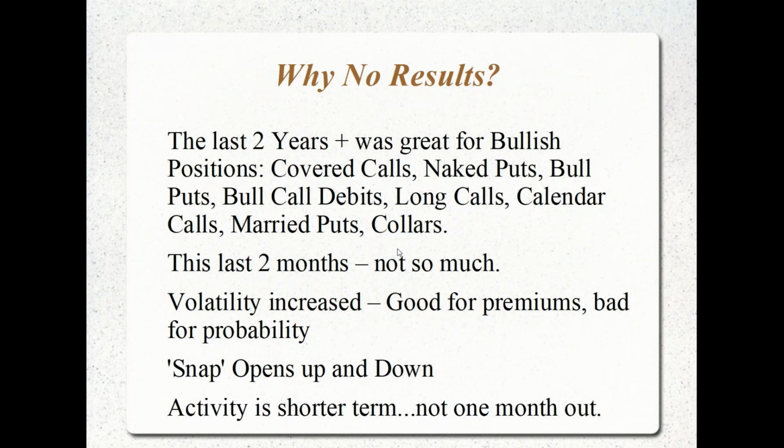Last 2 years was great for all those bullish strategies. And you could find bearish positions out there too, don't get me wrong. We'll take a look at one of those in a moment. This last 2 months is not so much. Yes, volatility has been jumping around and that's good for premiums, but it affects the probability. It's going to affect the number of stocks that are above their 20-day or 50-day moving average and looking for the trends you want for a neutral to bullish or bullish strategy.